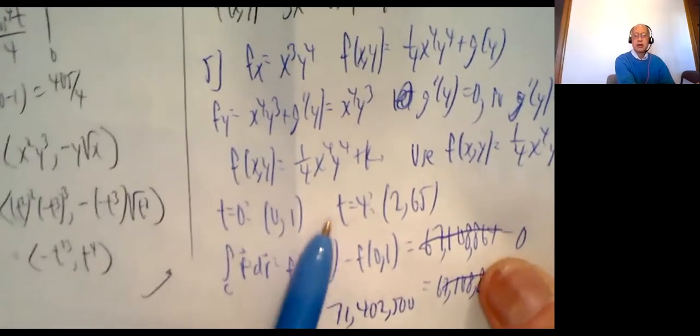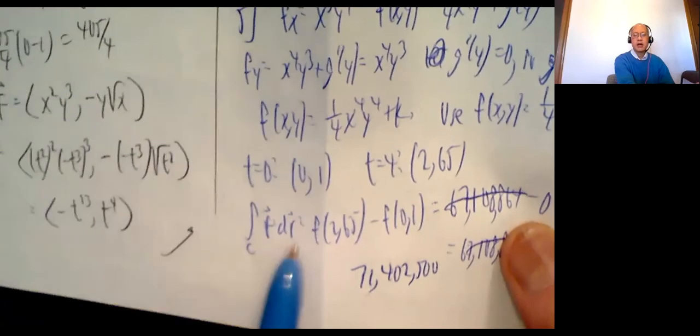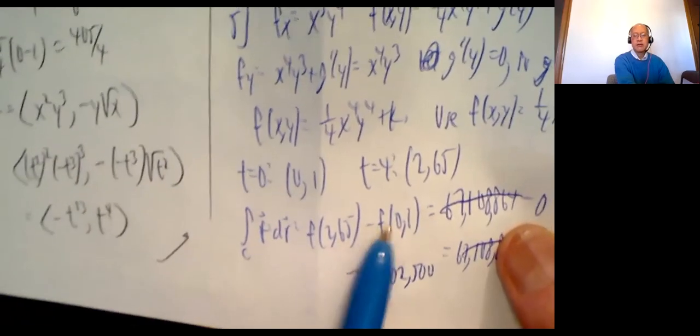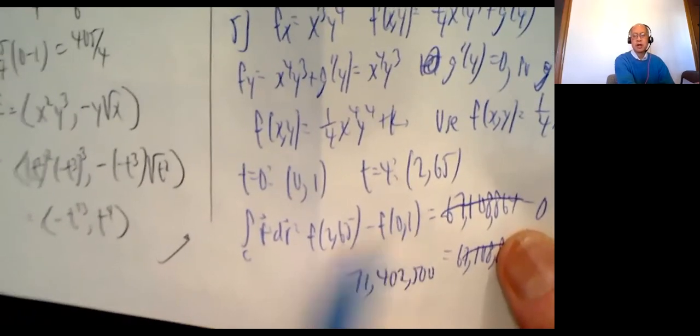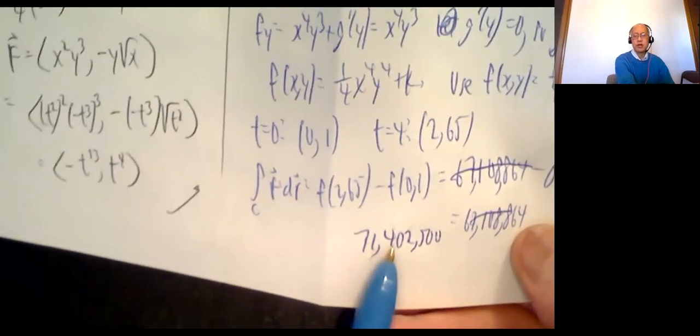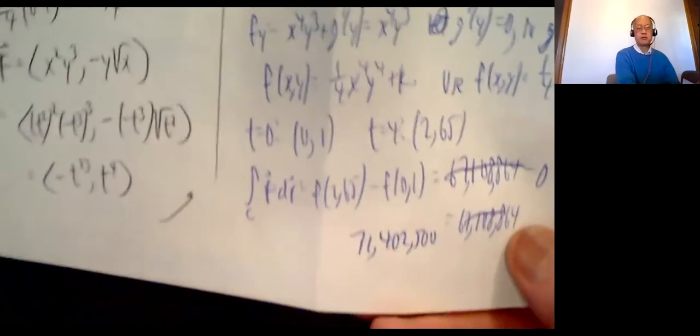Okay, so I plug in t as 0, I get (0, 1). Plug in t as 4, (2, 65). So the integral along F dot dr is f of (2, 65) minus f of (0, 1). F of (0, 1) is 0. F of (2, 65), I messed up. So 71,402,500 is what it should be.